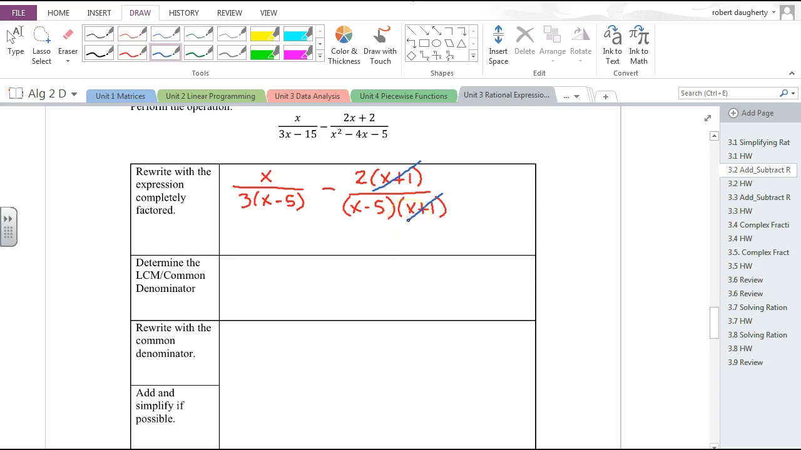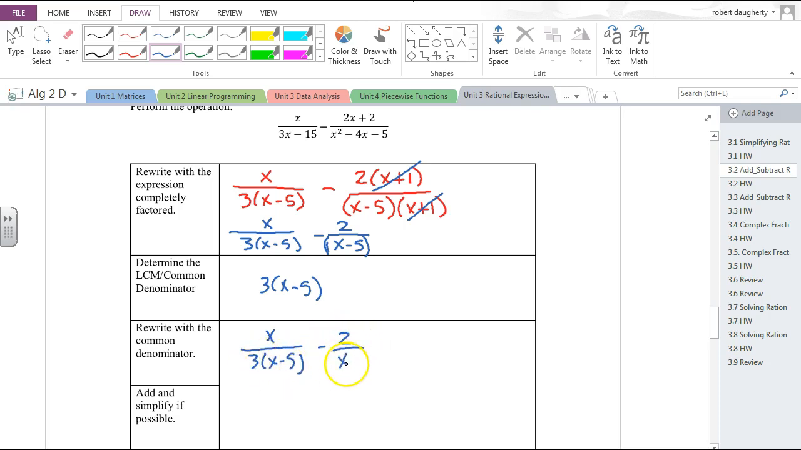Okay. So I'm going to end up with x over 3 times x minus 5, minus 2 over x minus 5. I try to get in the habit of just using parentheses more often in this unit. It just helps me recognize things are factored. Now, what is the common denominator? 3 times x minus 5. Okay? So the common denominator is going to be 3 times x minus 5. The first term already has my common denominator. So that's x over 3 times x minus 5.